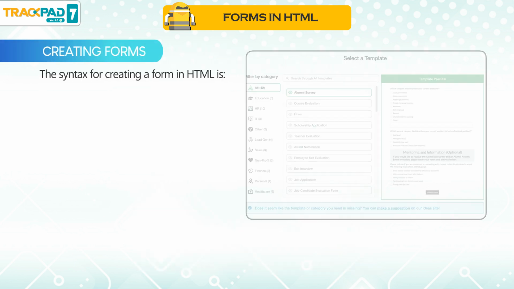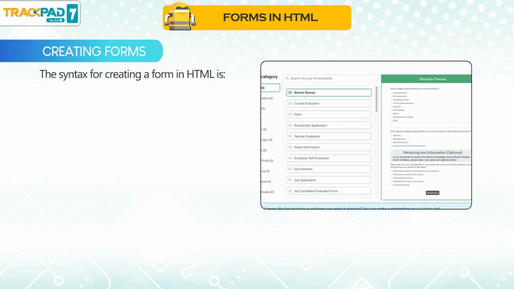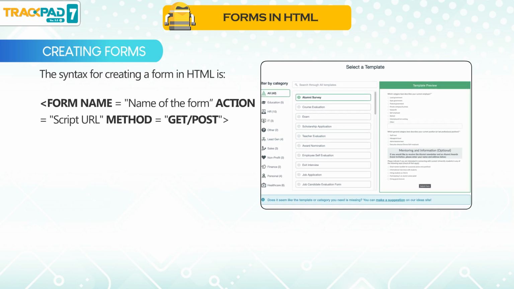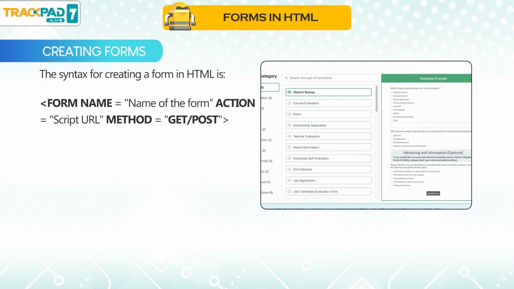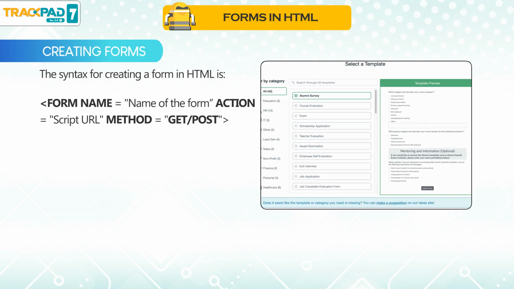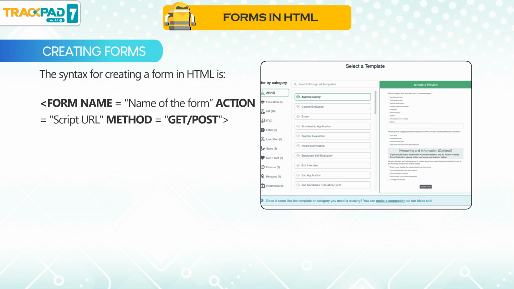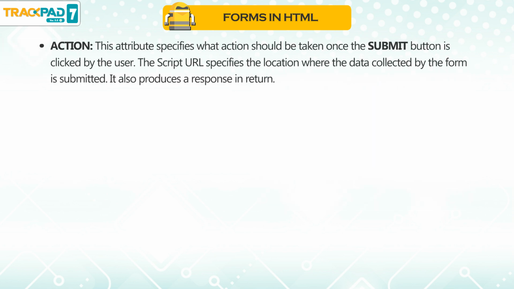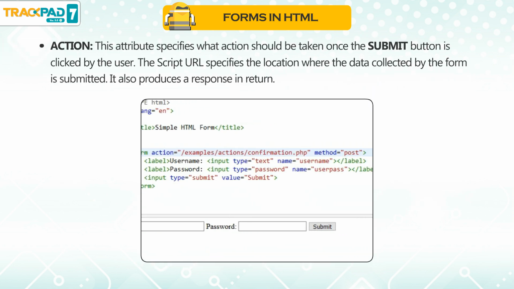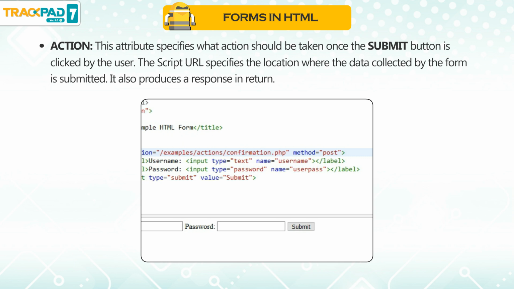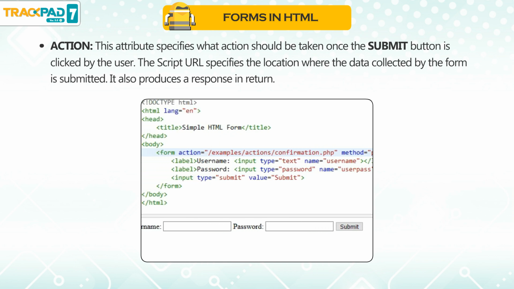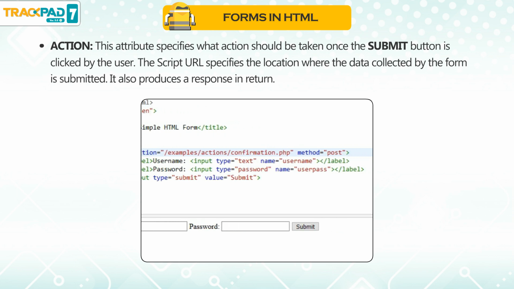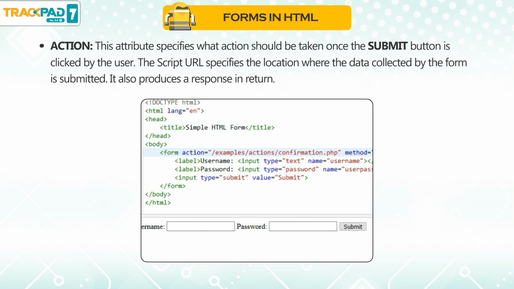Creating forms. The syntax for creating a form in HTML is: form name equals double quotes, name of the form, action equals double quotes, script URL, method equals double quotes, get / post, input elements, /form. Action. This attribute specifies what action should be taken once the submit button is clicked by the user. The script URL specifies the location where the data collected by the form is submitted. It produces a response in return.